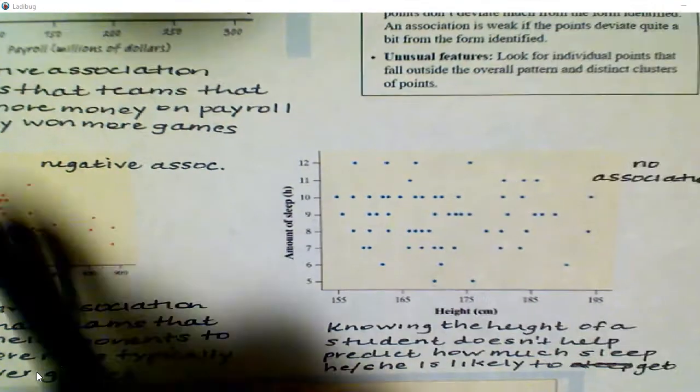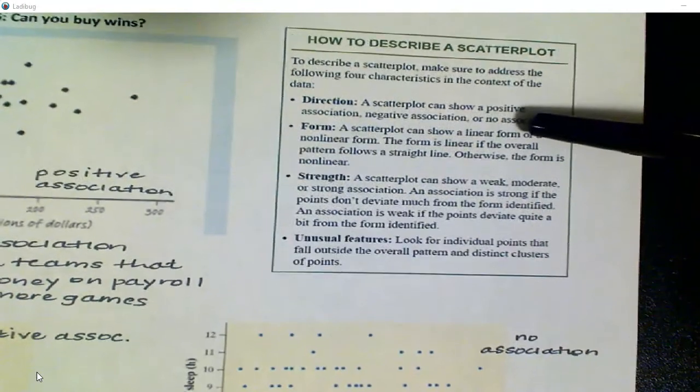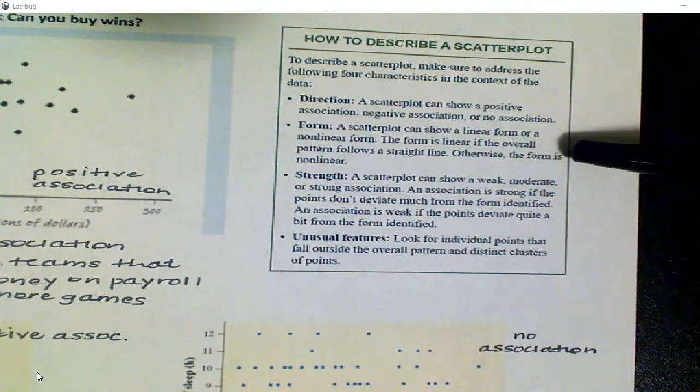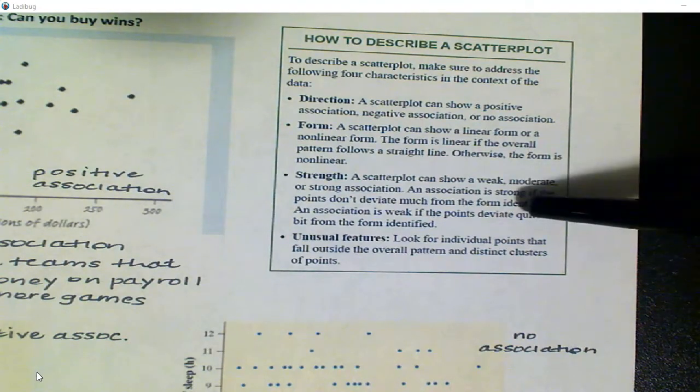So that's how you would describe. Now, if I ask you to describe a scatter plot, that's just one point of it. So direction, form. Form means, is it linear or is it nonlinear? The form's linear if the overall pattern follows a straight line. Otherwise, it's nonlinear. So strength.